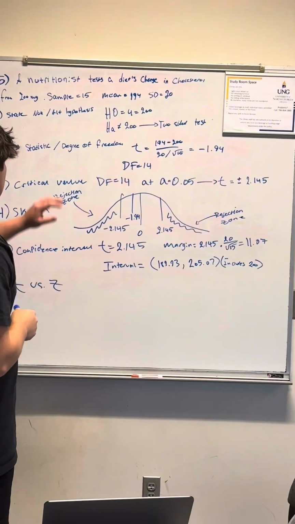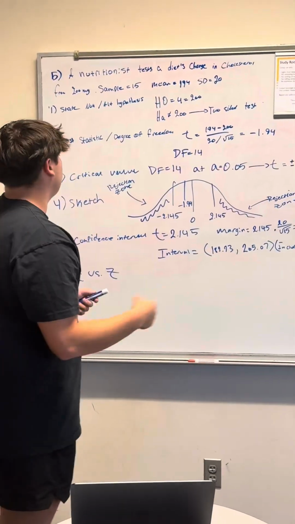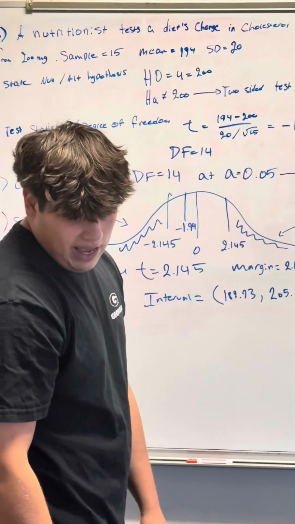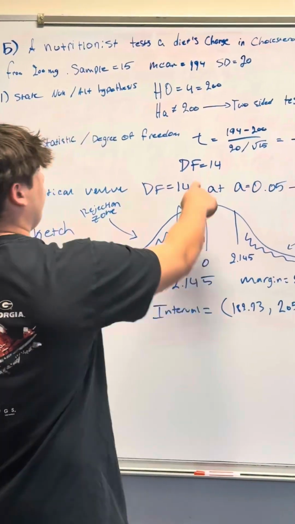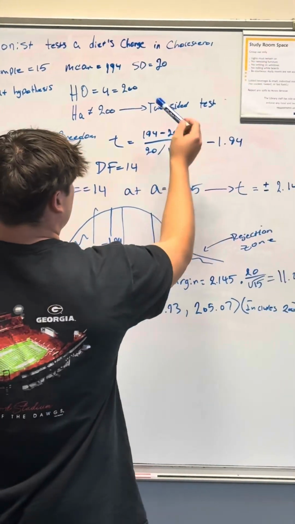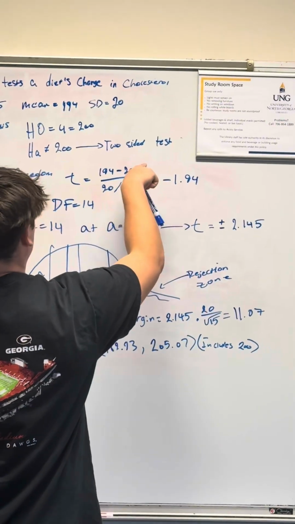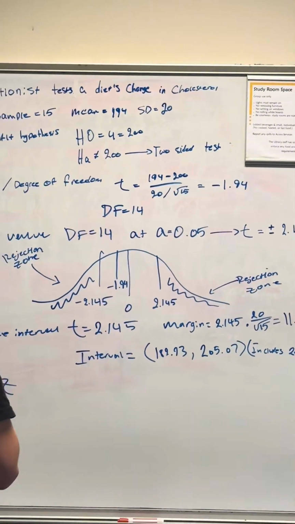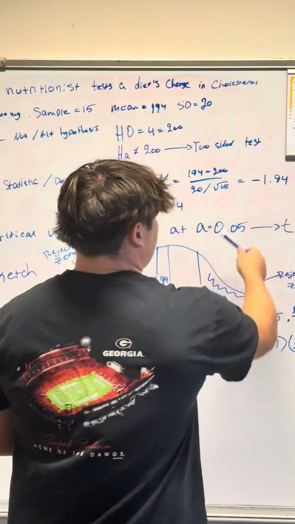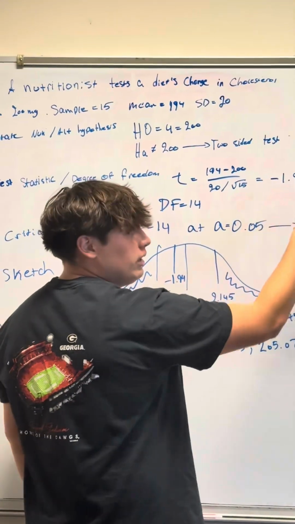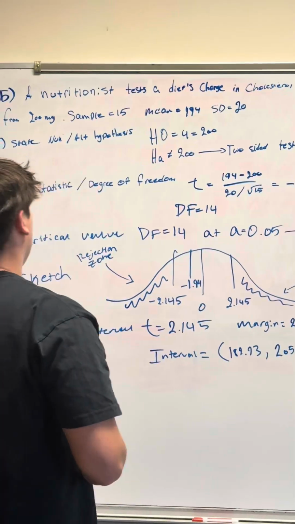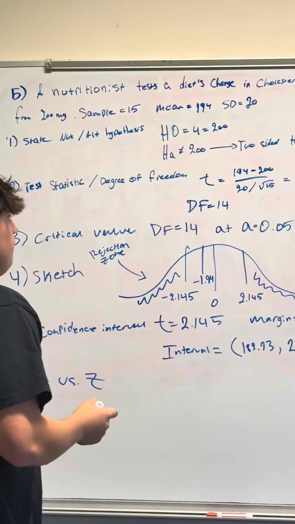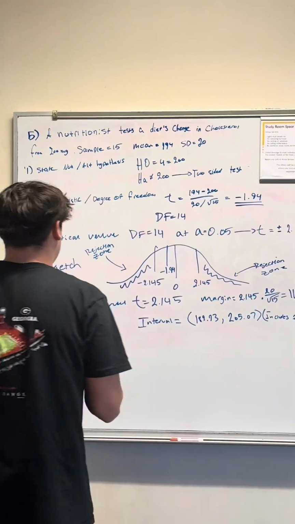And then it moves down to number 2, which is asking for our test statistic and the degrees of freedom. So when we do the calculation, I already put it in the formula: t is equal to 194 minus 200 over 20 divided by the square root of 15, right? And so that's going to give us negative 1.94 as our answer for our test statistic. And then our degrees of freedom is going to be 14.